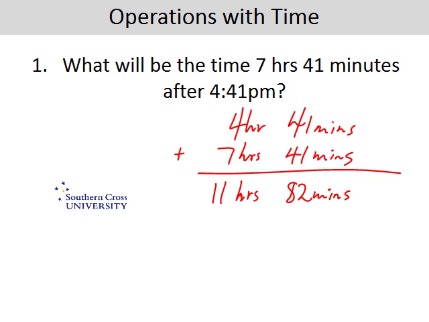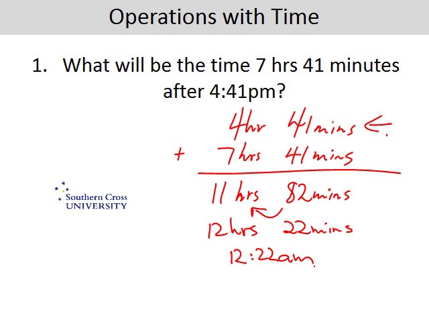Now, because the 82 minutes is more than an hour, we can do a little trade here, and that becomes 12 hours 22 minutes. Now remember, this part here was a time, it was 4:41 p.m. and we finish up at basically 12:22, which would be after midnight, so it's actually going to be 12:22 a.m., or in 24-hour time 0022.